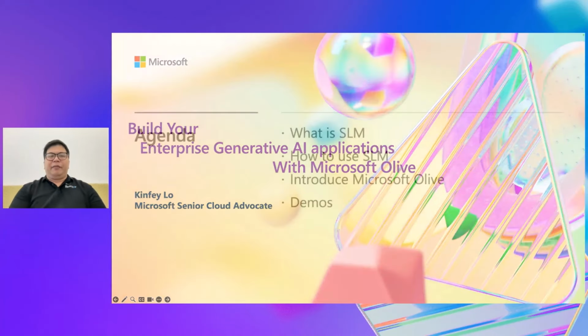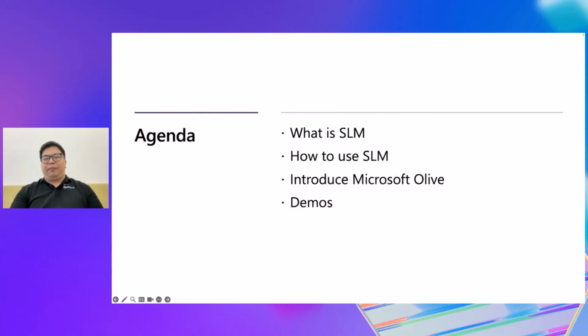Let's go. This is the agenda. I will talk about four topics. The first topic is what is SLM. The second topic is how to use SLM. The third is an introduction to Microsoft Olive. I love Microsoft Olive because it is a very good tool for fine-tuning SLM models and deploying models, and of course it can help you convert models to deploy on different edge devices. The last thing, which I think you will love, is the demo. So these are the four topics.